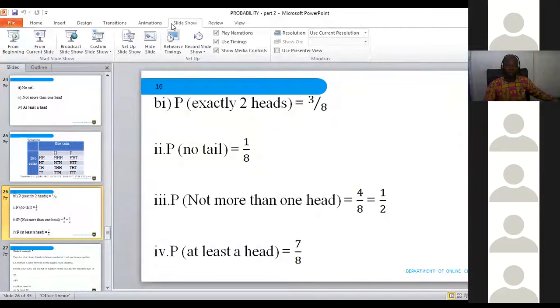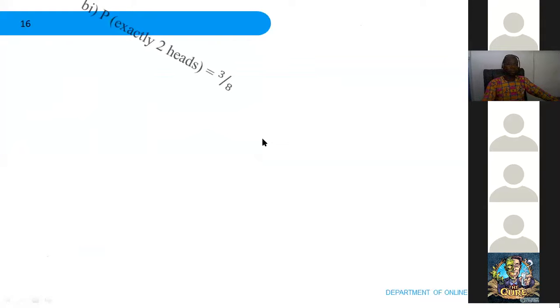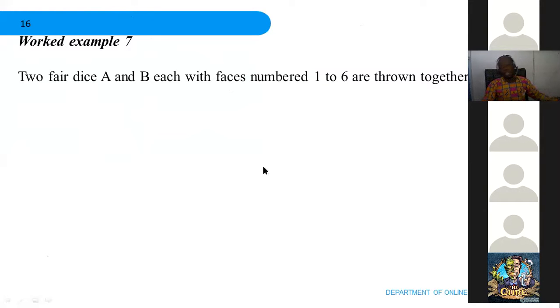Okay. So we can now go to the next slide. So we have another example here. 2 fair dice, A and B. The last time I introduced you to a die, I showed you a die, the Ludo. Those who play the Ludo game, we have the die. It is always a square. It has equal faces and it has 6 faces.